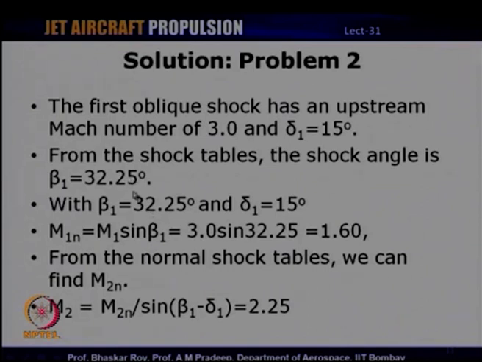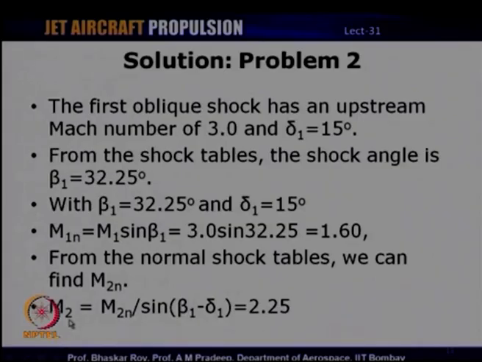So, we now have the shock angle as well as the deflection angle. Therefore, we can calculate the component of the Mach number which is normal to the oblique shock. So, M1n would be M1 sin beta 1, which is 3 into sin 32.25, which is 1.6. And so, from the normal shock tables, for this Mach number, which is the normal component of the incoming Mach number at station 1, for M1n equal to 1.6, we can find out the downstream Mach number M2n, which will be a subsonic number. So, it will be less than 1.